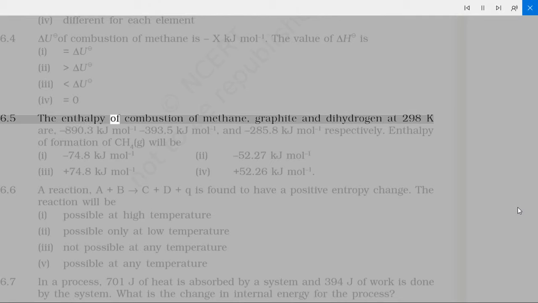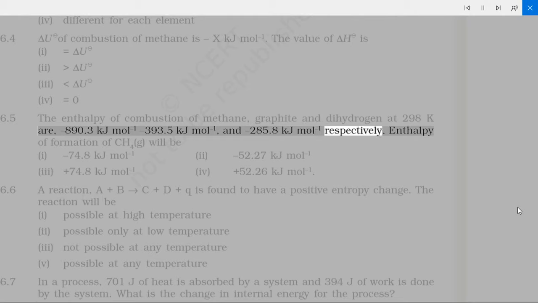6.5 The enthalpy of combustion of methane, graphite and dihydrogen at 298 K are -890.3 kJ mol⁻¹, -393.5 kJ mol⁻¹, and -285.8 kJ mol⁻¹ respectively. Enthalpy of formation of CH4(g) will be: (1) -74.8 kJ mol⁻¹, (2) -52.27 kJ mol⁻¹, (3) +74.8 kJ mol⁻¹, (4) +52.26 kJ mol⁻¹.